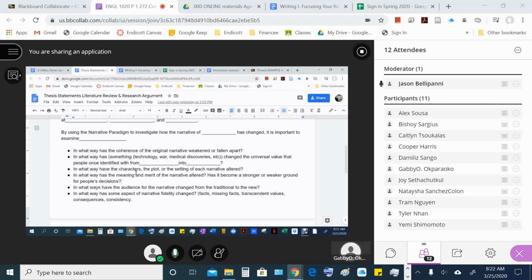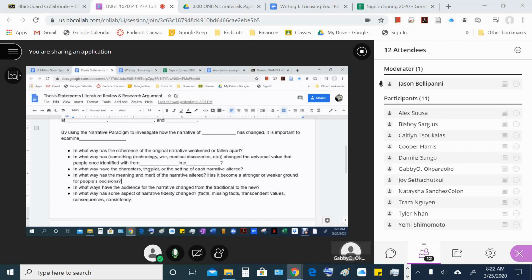So in what ways have the characters, the plot, or the setting of each narrative altered? So how has it changed? In the olden days, you had students and you had teachers who were delivering knowledge. That's what college was. The plot was people paid money to colleges, showed up in colleges, gave them knowledge, then they went on to get a job.